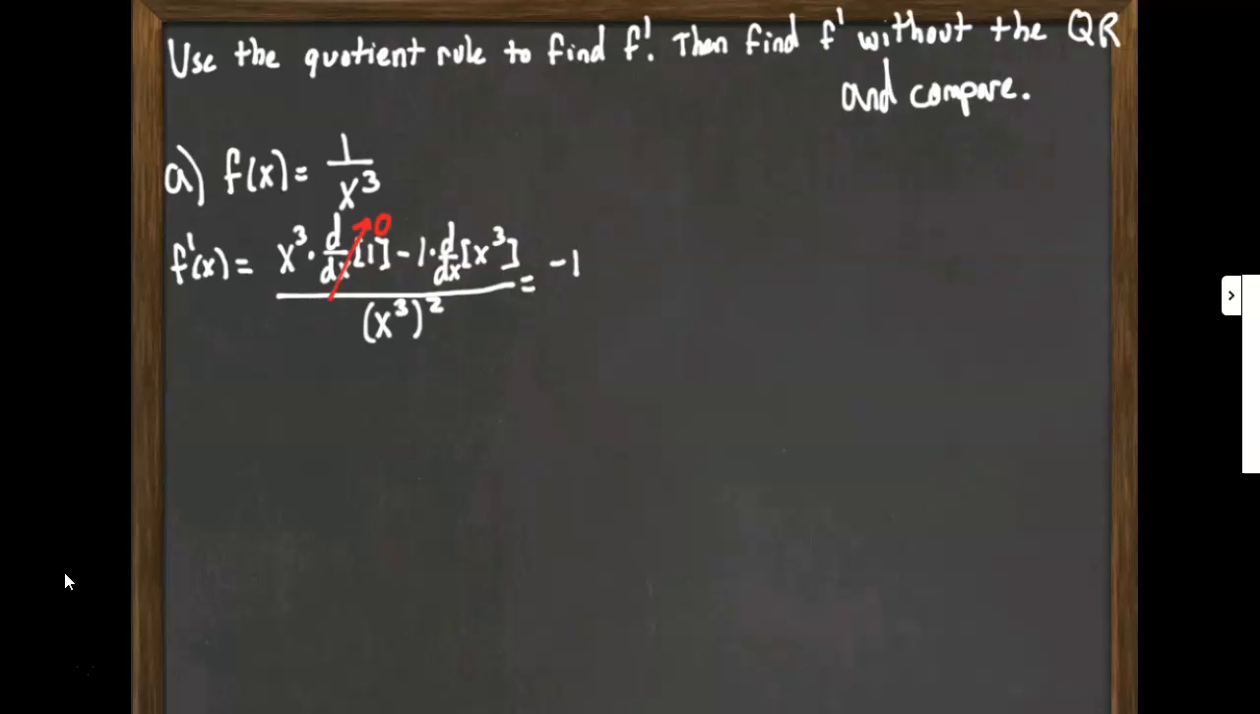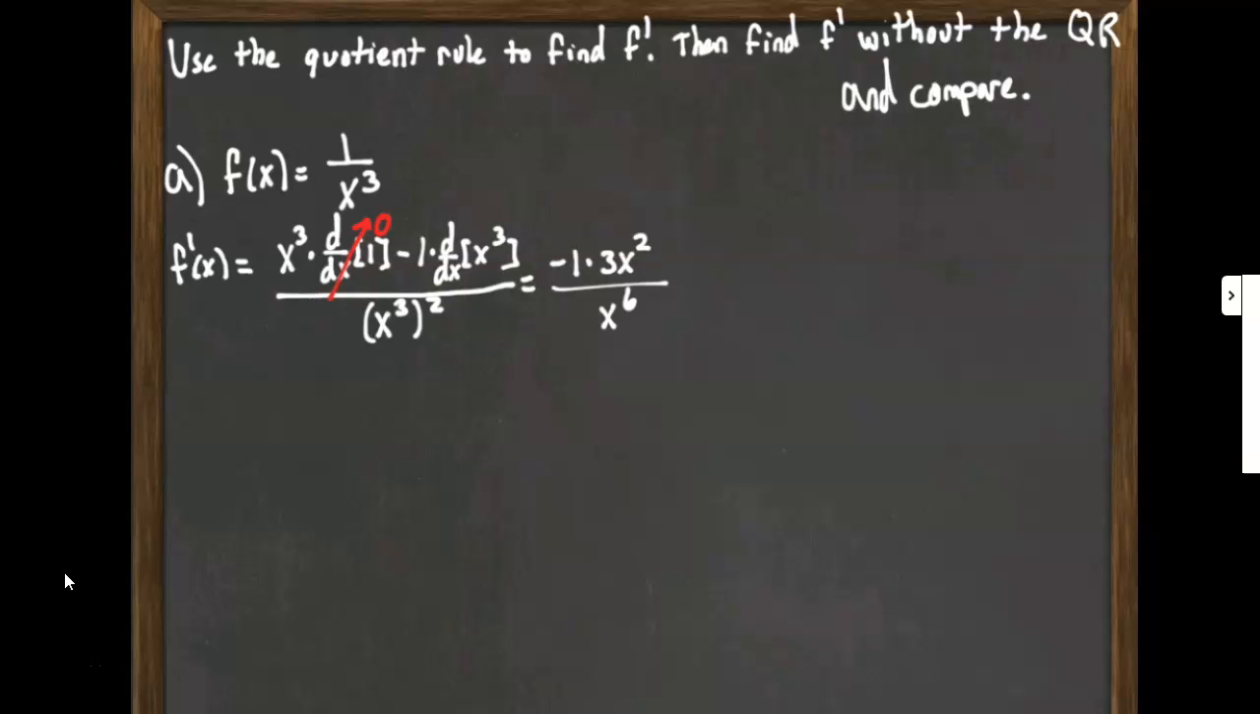So now we have negative 1 times the derivative of x cubed. X cubed is a power, so we multiply by 3 and drop the exponent by 1, we get negative 3x squared, or negative 1 times 3x squared. And then that's all going to be over x cubed squared. You can think of it as x cubed times x cubed, or you can remember your power rule for exponents. Power to a power, we multiply the exponents. We get x to the 6th.